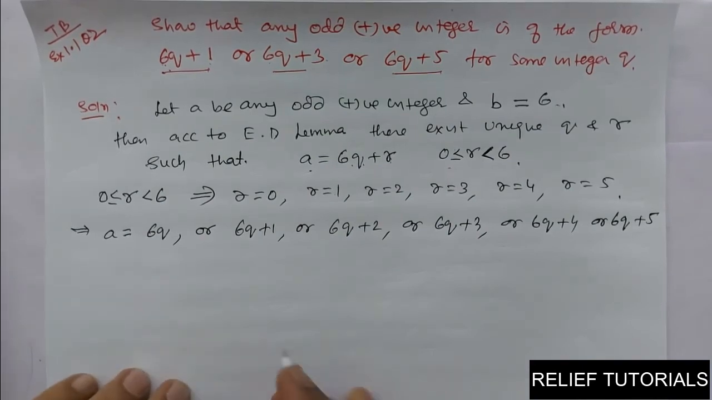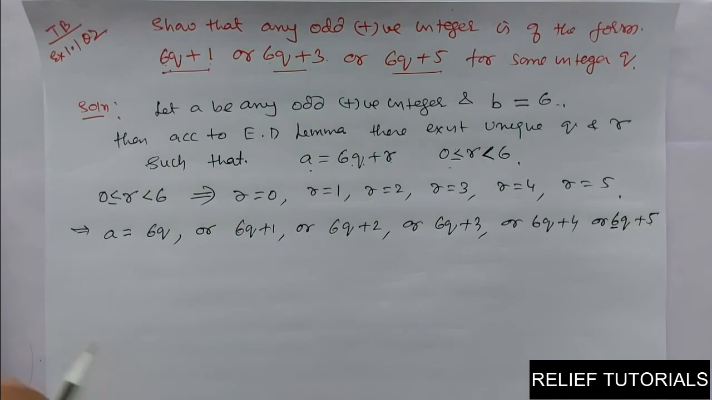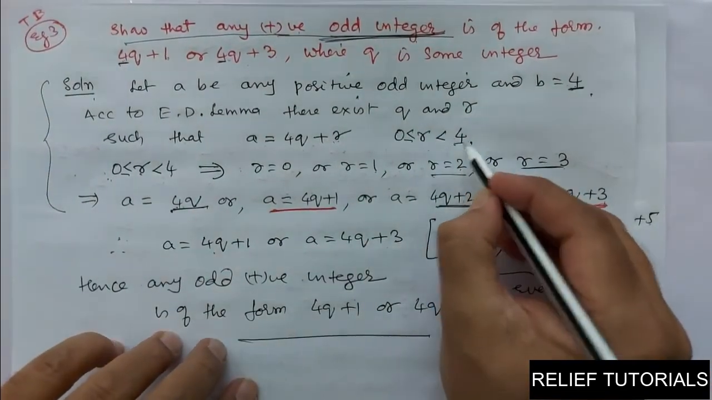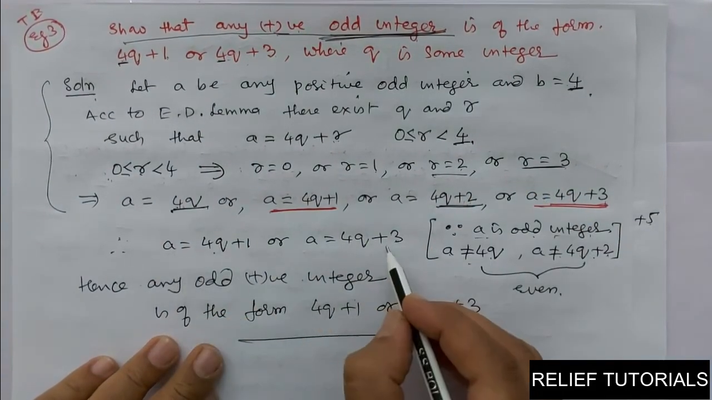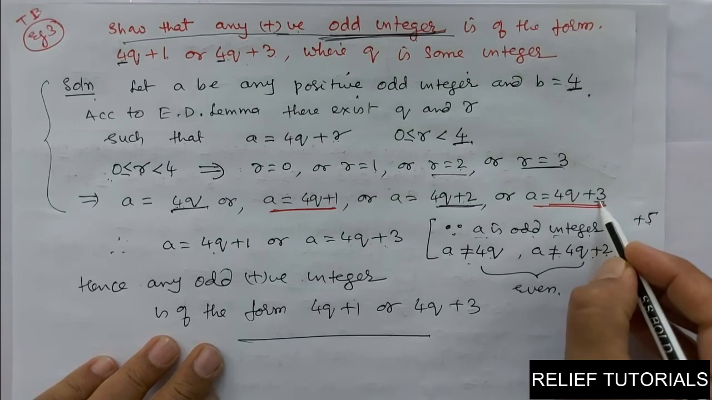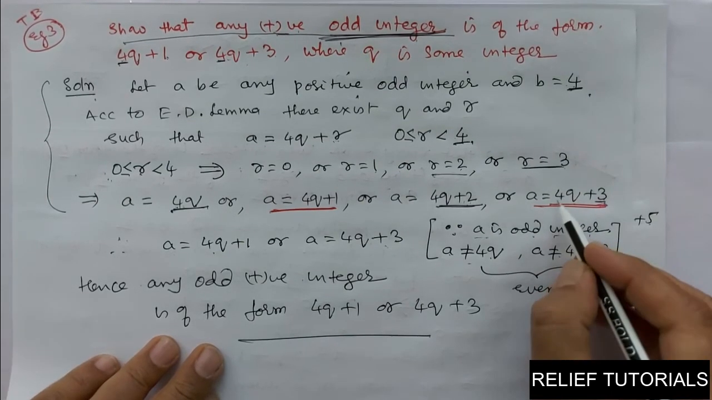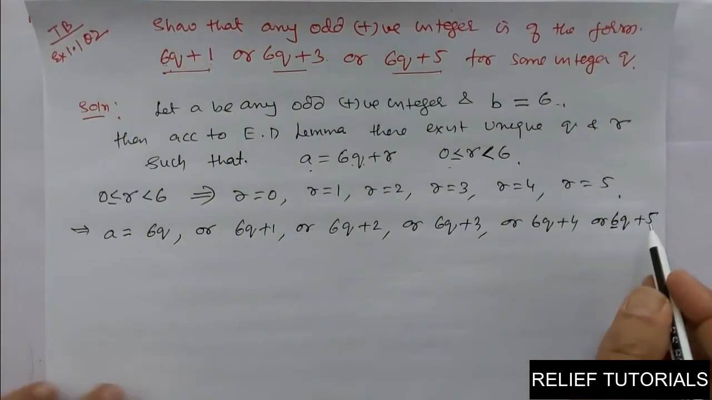See, one thing you have to remember, beta: if it is 6, at last you will get 5, one less, everywhere. In the previous case you see, r is equal to 4. So A is equal to what you will get at last? 4q plus 3. Clear? If it is 4, you will get 3. If it is 6, you will get 5. Okay? So here it is 6, so at last you will get 5.